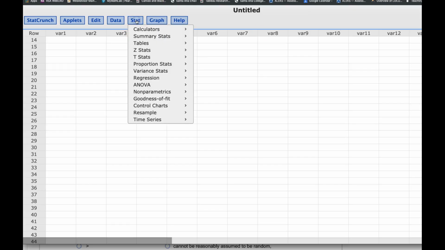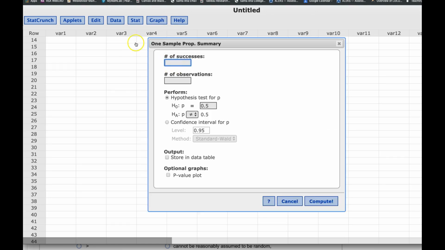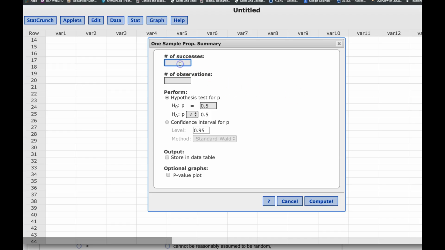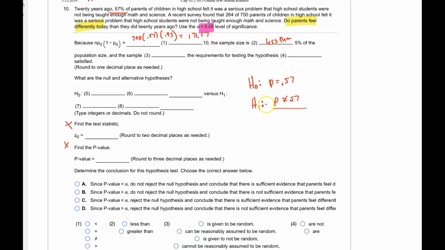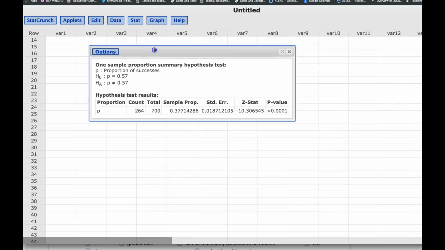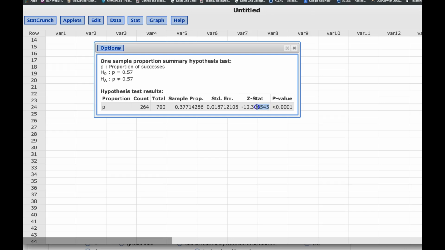And so to do that, we're going to do Stat, Proportion Stats, One Sample. We're only looking at one sample of values. We have the summary statistics. We know from this problem that 264 out of 700 is our sample data. That's our evidence. We're going to run a hypothesis test. I think it was 0.57. Double check. 0.57. And that's all you would do, compute. And then within that, you would get your test statistic and your p-value.